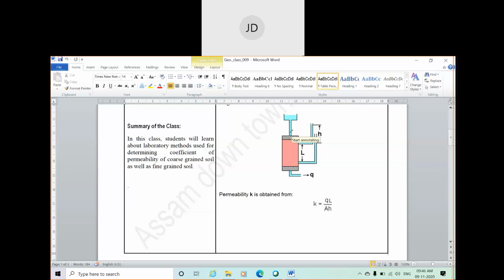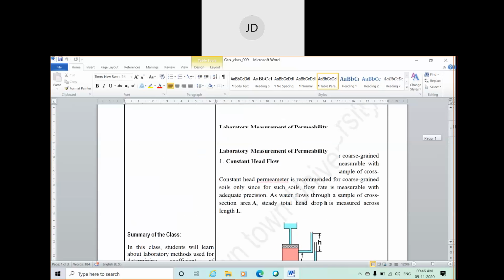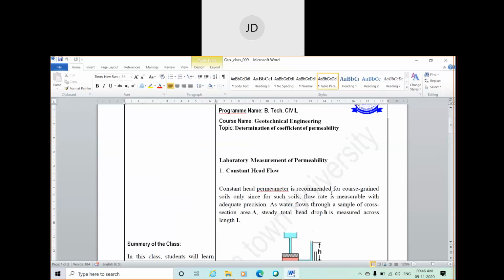This is a 2D drawing, isn't it? If you imagine the soil in a 3D diagram, it will be like this. Since water is flowing in this direction, we have to take that cross sectional area, which is represented by capital A. And H is your constant head, which remains constant throughout the test. So the formula to find the value of K is QL by AH. This is recommended for coarse grain soil only.